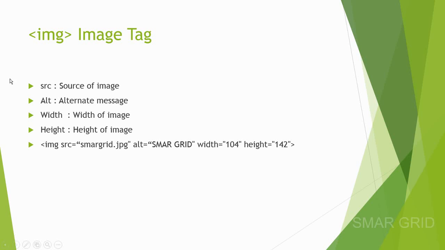In this image tag, we can have different attributes like src. This is the source of an image. You need to give the path of the image or the image file name. This is the alternate message. Suppose the image is not available in that path, then it will show this message provided there. And we can give the width of the image and the height of the image. This is an example of the image tag. Let's go and see a practical example.